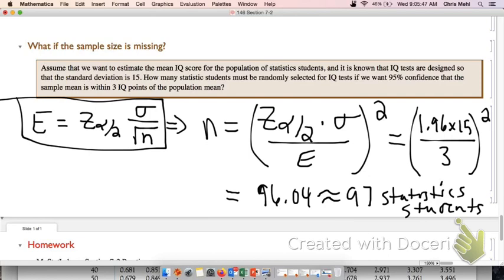Okay, and forgive me, sometimes it's kind of hard to write with my pad pen. So to be within 3 IQ points of the true population mean, right, I want to make sure that my sample mean is within 3 IQ points of the population mean with 95% confidence, you would need to take a sample of 97 statistics students. Okay, so hopefully that helps. That should be enough to get you through the homework.